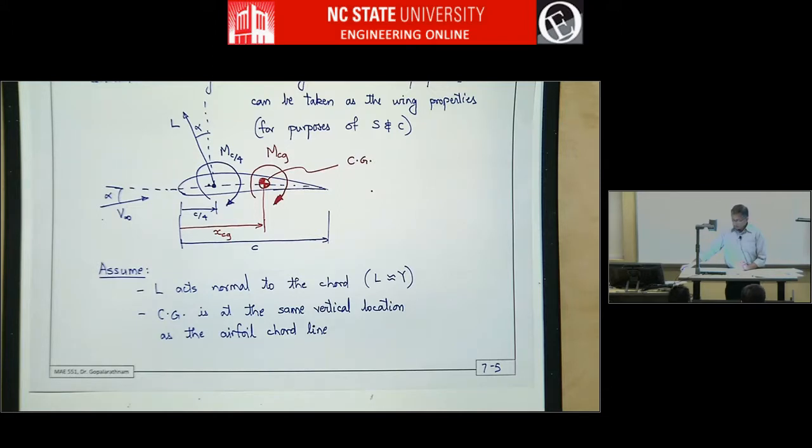But there are some other flying wings where the CG is not at all at the chord line. Can you think of any of those? What kind of flying wing can you think of where the CG is not at the chord line? It's actually vertically very well separated from the chord line.